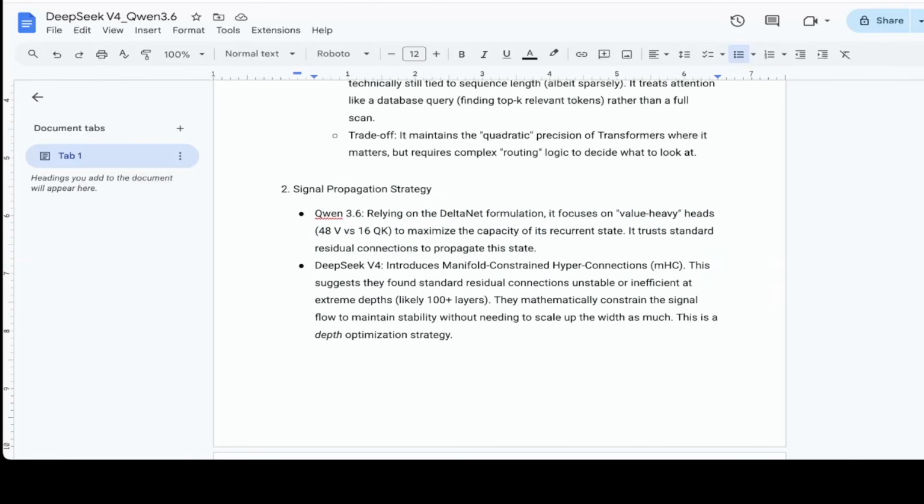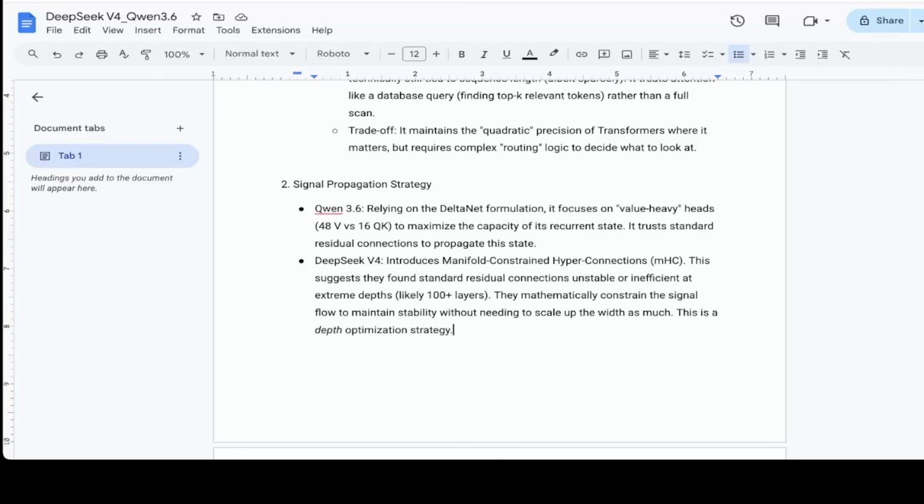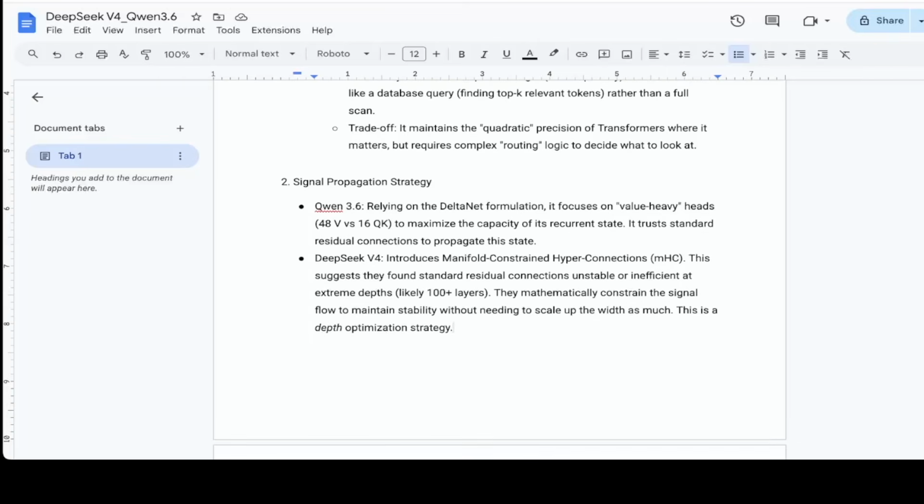For DeepSeek V4, the strategy is very different. It uses manifold-constrained hyper-connections. This suggests that they found standard residual connections unstable, which is what Qwen3.6 uses, especially at a very high depth, extreme depth, like 100-plus layers. So they mathematically constrain the signal flow to maintain stability, without needing to scale up the width as much.